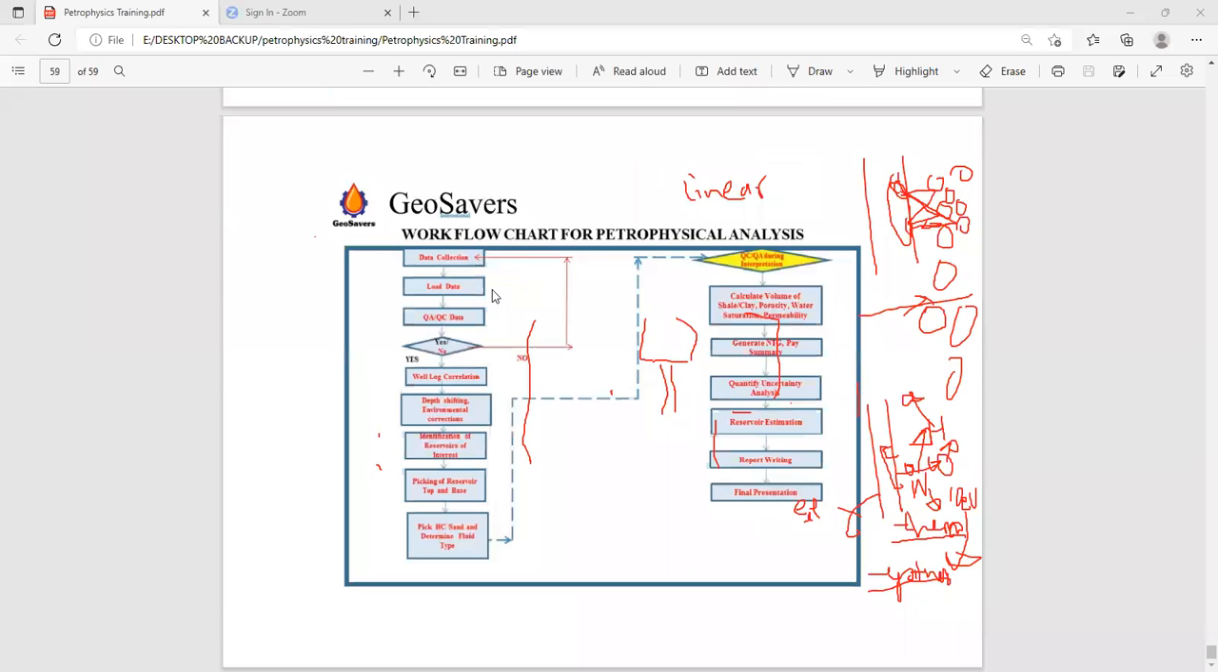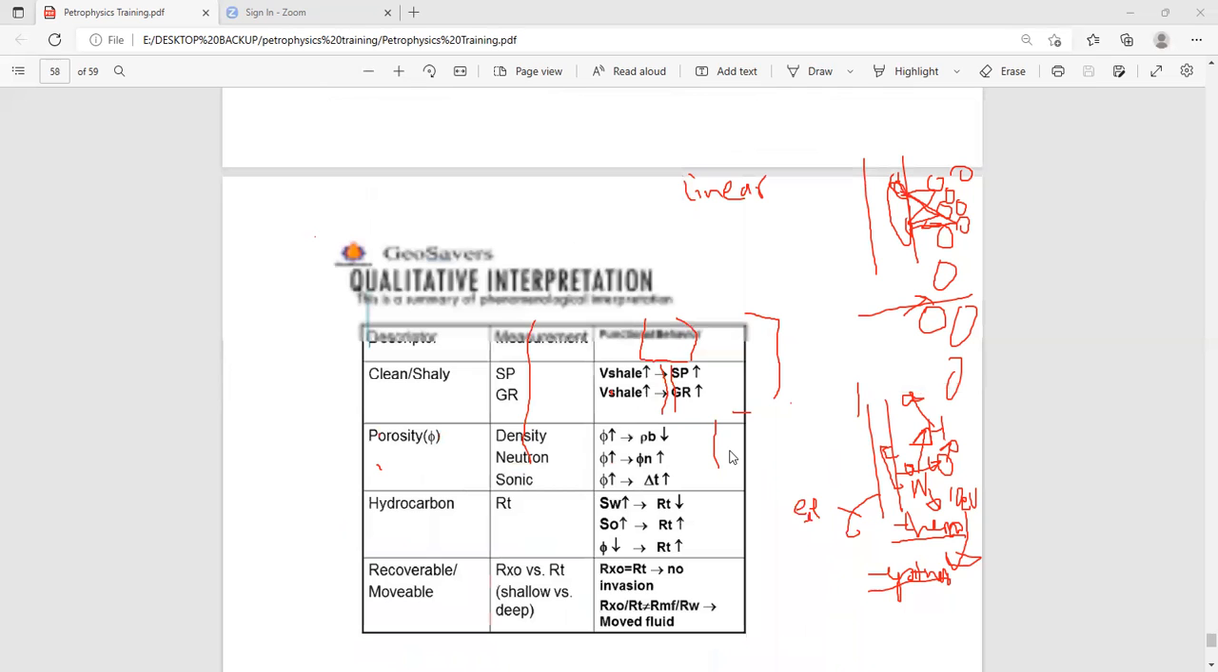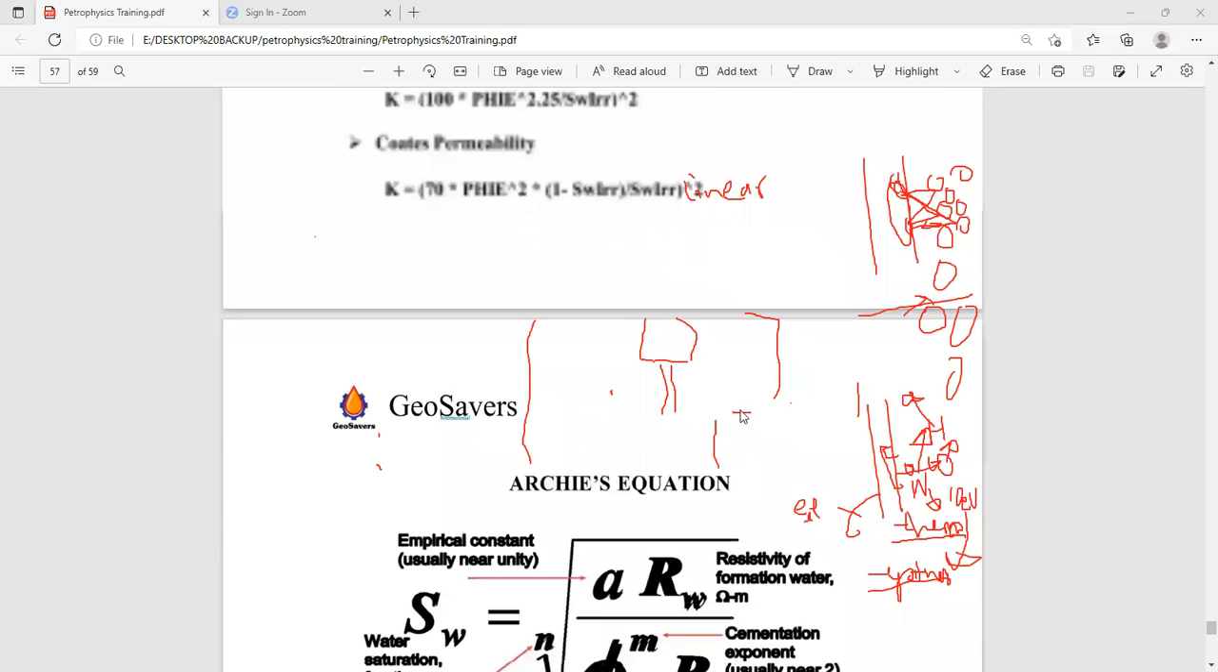We'll follow this workflow for our analysis. The first thing is the data collection itself. We load our data and QC our data. If our data is okay, we continue: we do well correlation, depth shifting, and identification of reservoir. We follow the whole process right up to fluid presentation, sorry, final presentation. That's the process that we are going to have tomorrow.